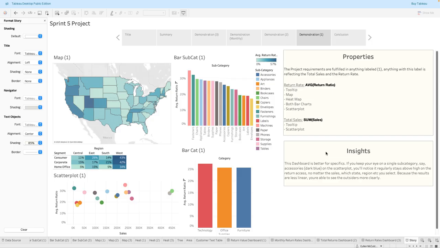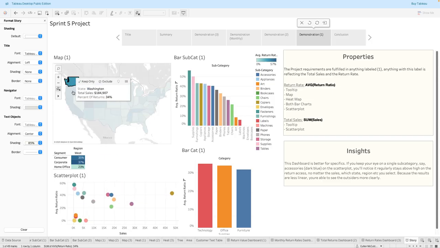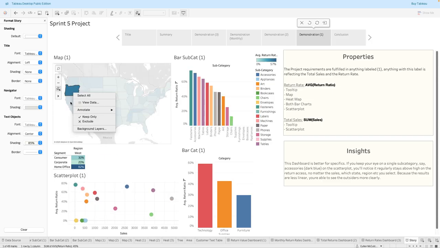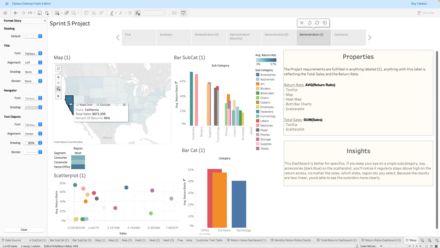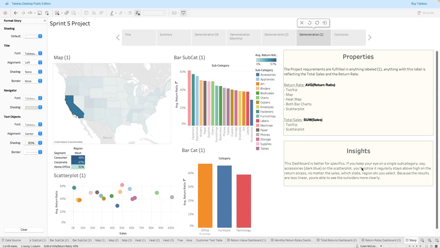Now, this dashboard is better for specifics. If you keep an eye on a single subcategory, say accessories, you can see that it stays relatively high on the return axis no matter what state you click on. Because the results are less linear, you're able to see the outsiders more clearly.